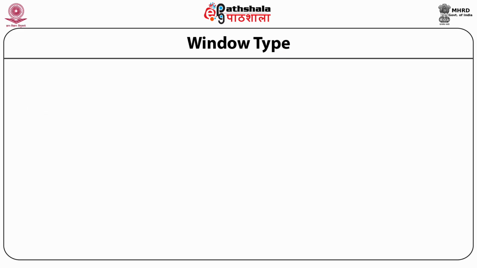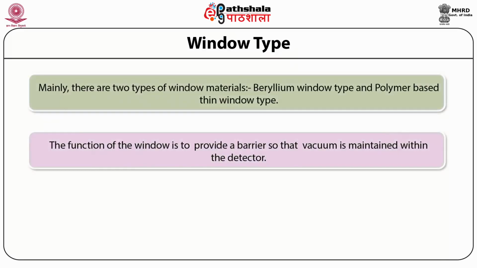About the window type. In SDD, we have discussed the window which is there. So basically, students, these windows are of two types. Number one, the beryllium window type. Number two, the polymer thin film window. Let us study about them.